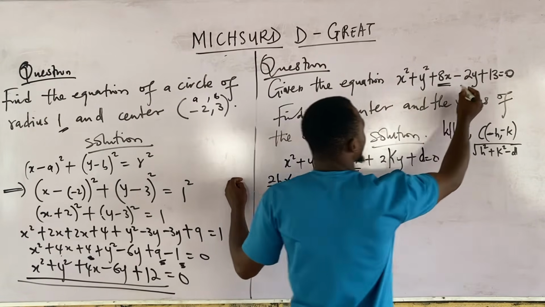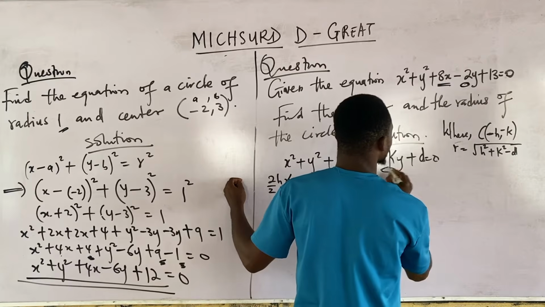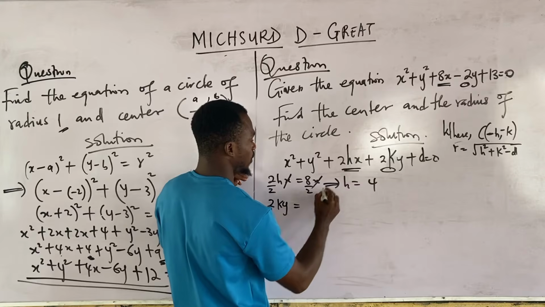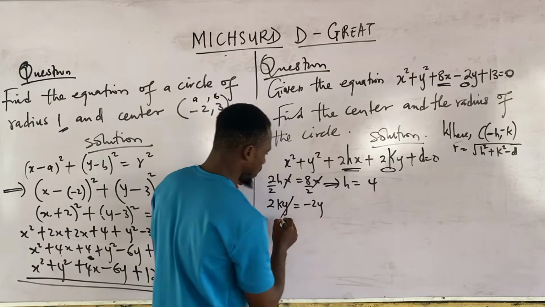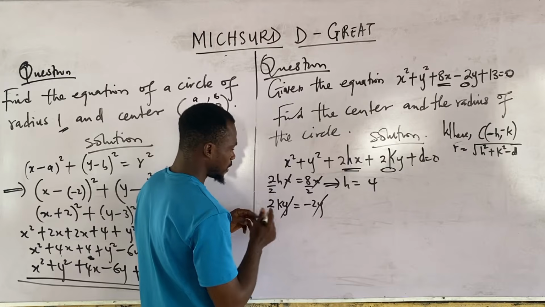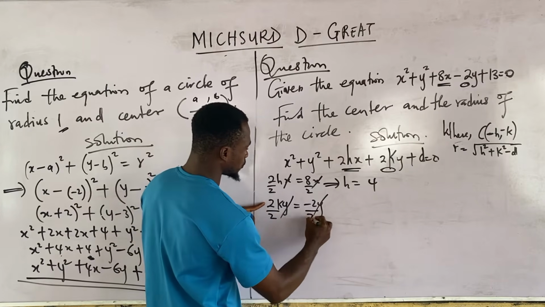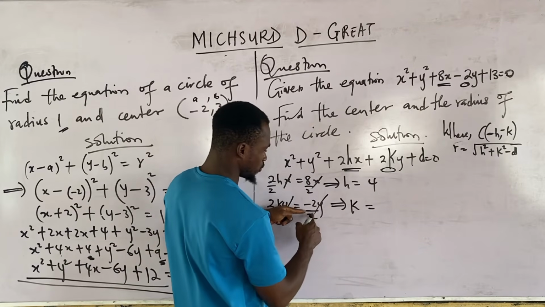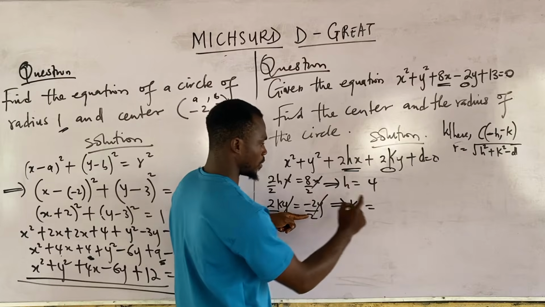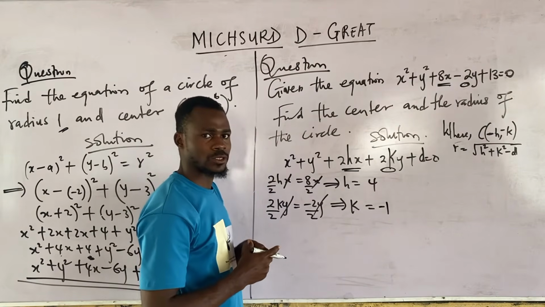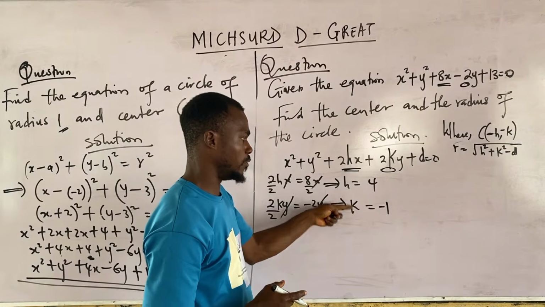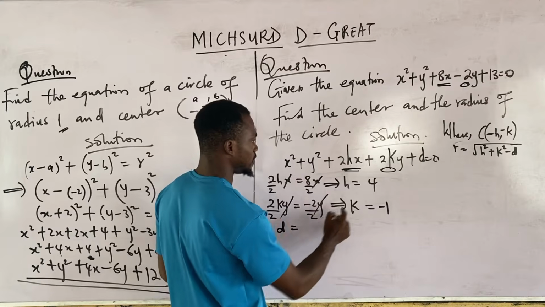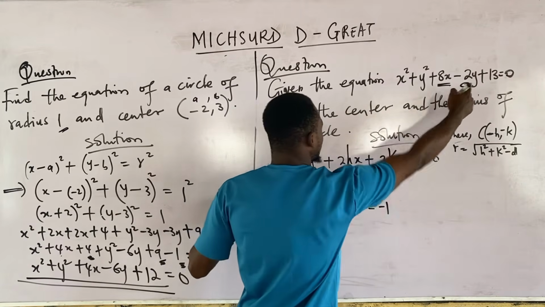Now we compare these two, and you can see that 2ky is equal to -2y. So y can cancel out y on both sides, and 2 cancels out 2, k will remain. So we have k equal to -2 divided by 2, which is -1. So we have k equal to -1. So you see we have been able to get h and k. And you can see from the question that our d corresponds to 13.